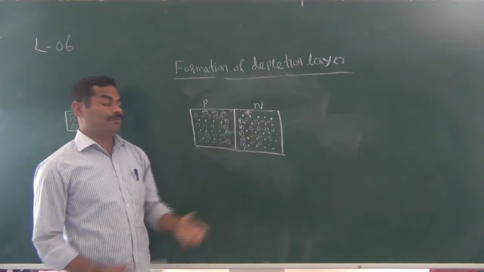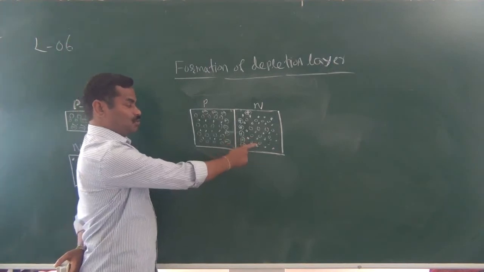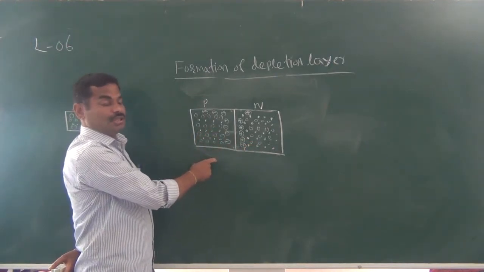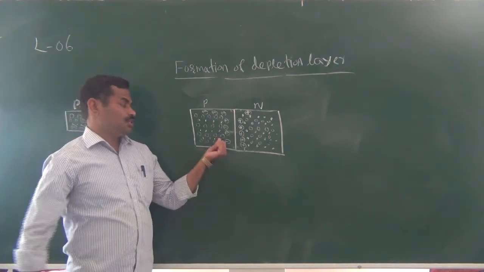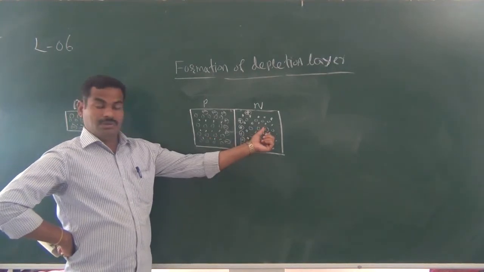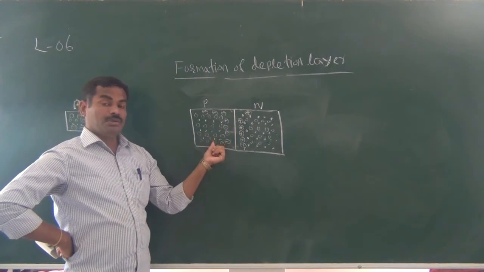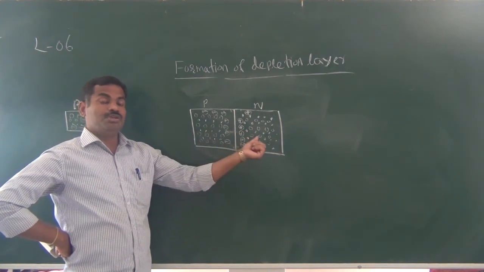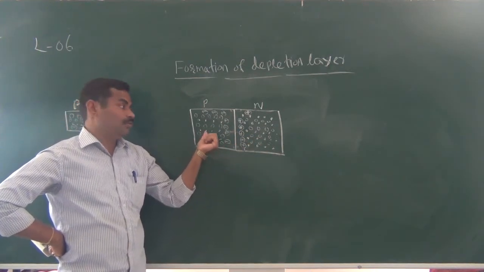At the same time, the electrons in the N side will diffuse towards the P side because of the concentration difference of the holes and electrons. As I said, in P-type the holes are the majority carriers, and in N-type the electrons are the majority carriers. To compensate, the holes diffuse from P to N side.